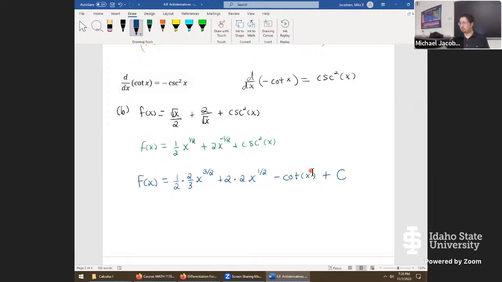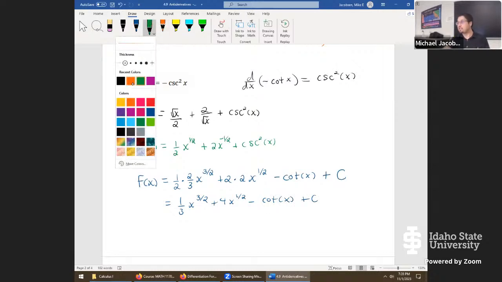Okay, let's do a check on this one. Oh, let's do a simplification on this one, and then we'll do a check. We need to simplify all these coefficients out and say F of x is now 1/3 x to the 3/2 plus 4 x to the 1/2 minus cotangent x plus C. And that's finally our answer. Let's see if it works out and do another fast check on this thing.